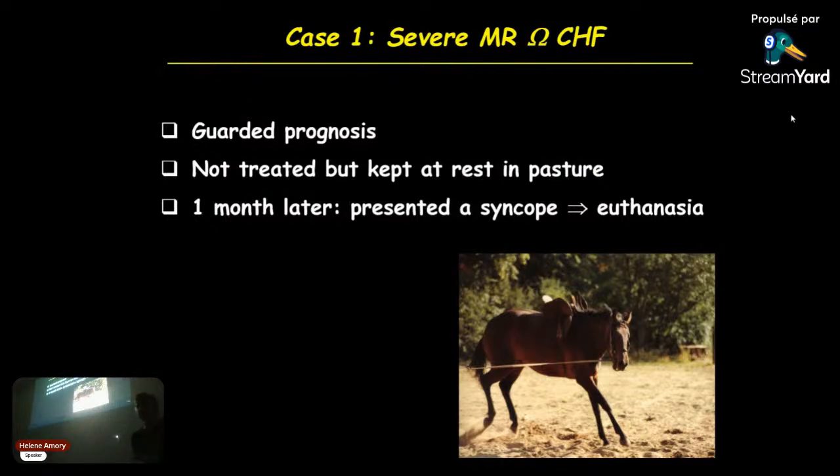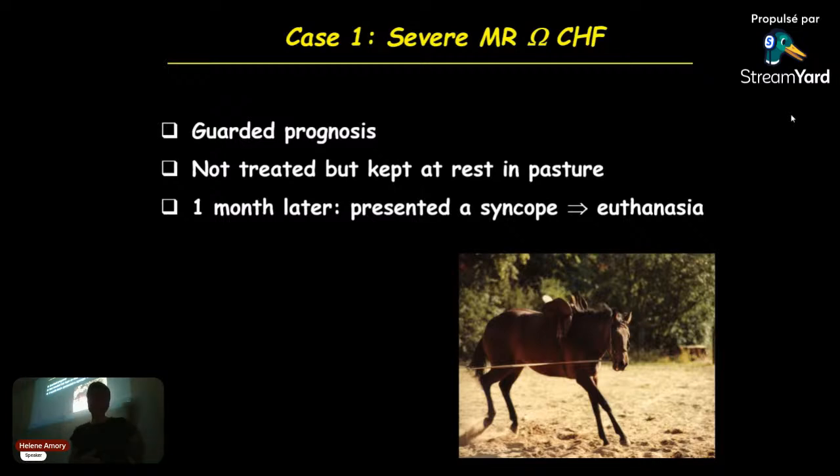Thus, we gave a guarded prognosis, but the owner didn't want to euthanize the horse directly. He didn't want to treat the horse. He was 3 years old, you know. You remember treatment of congestive heart failure is purely symptomatic, and when you start the treatment, it's for life. At 3 years old, if you had to treat this horse for life, it will cost a lot. Thus they decided not to treat, but just to give him a chance to live a little bit more.